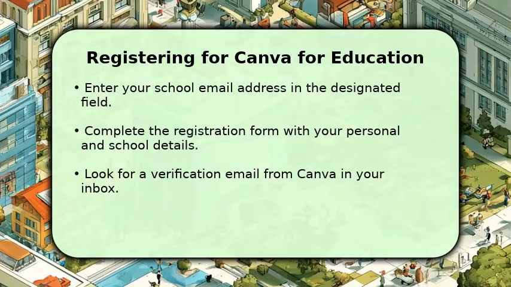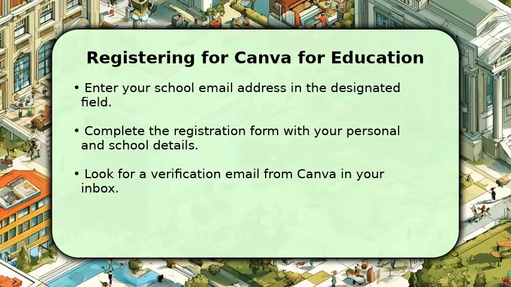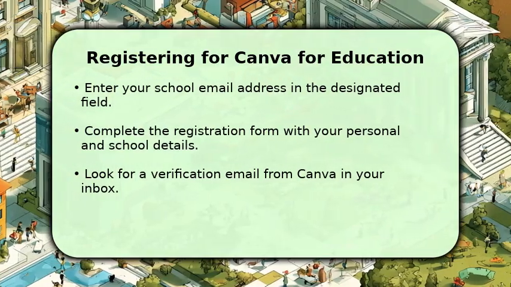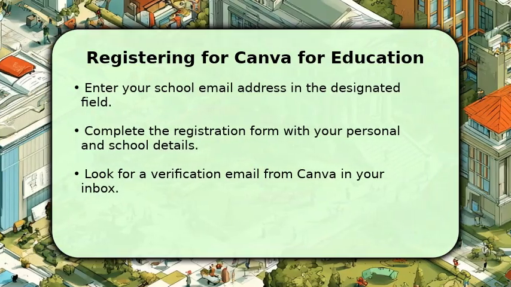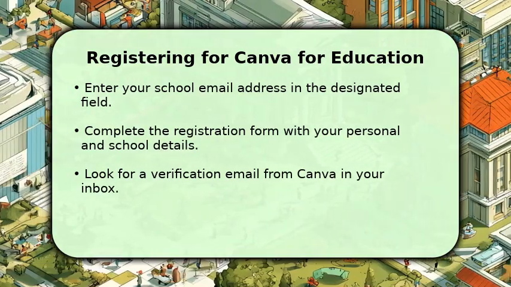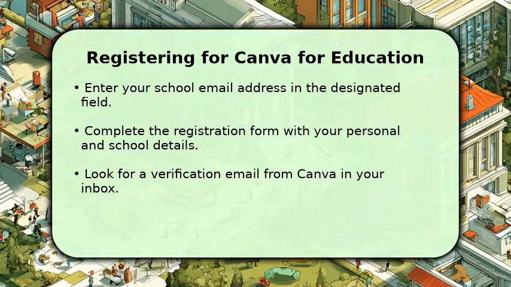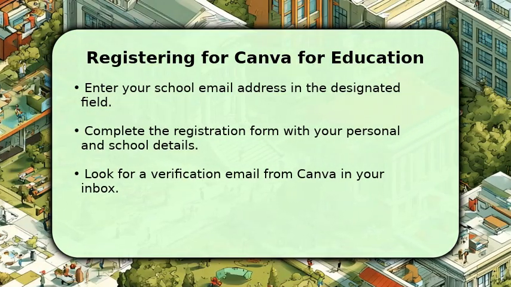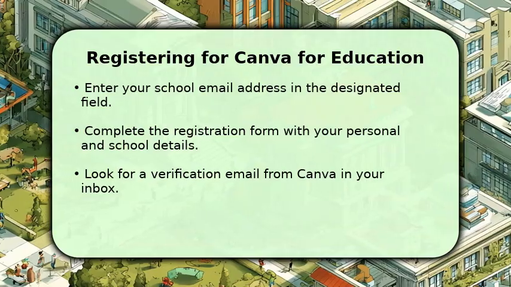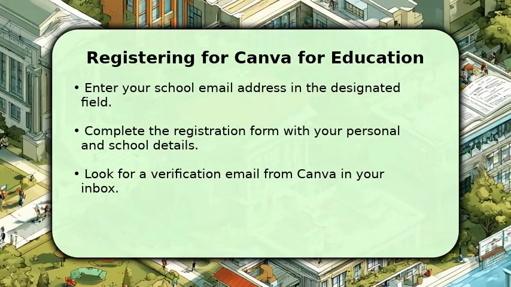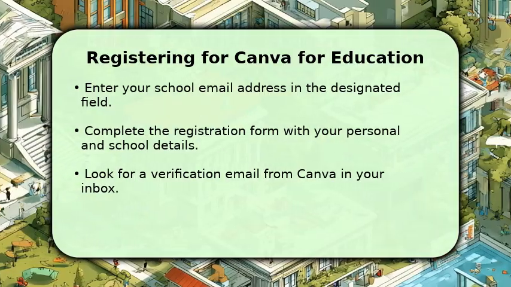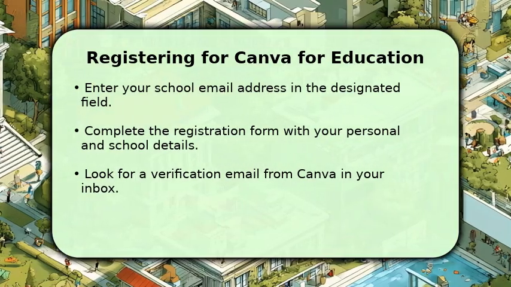Once on the registration page, carefully enter your active school email address into the designated field. Proceed to complete the entire registration form, providing all necessary personal and institutional details accurately. After submission, promptly check your email inbox for a verification message from Canva. This crucial step ensures your account is properly linked to your educational institution.